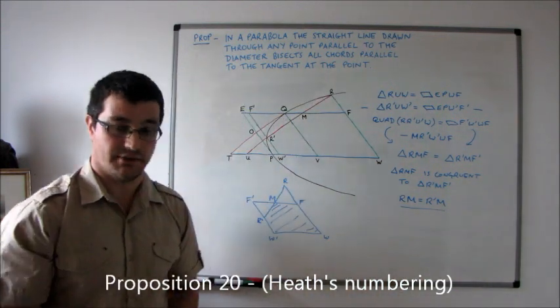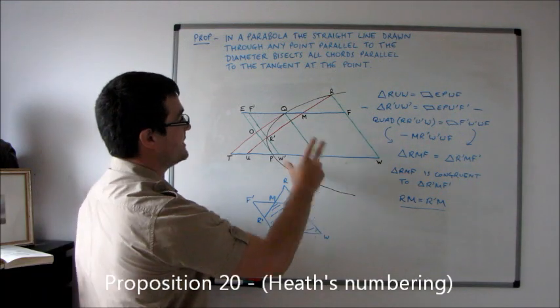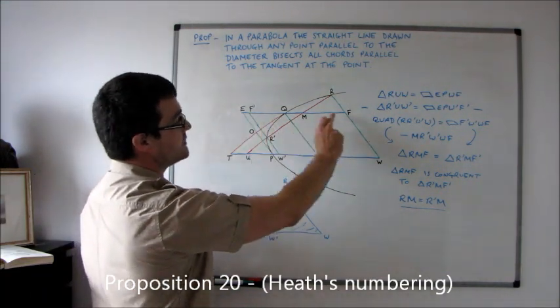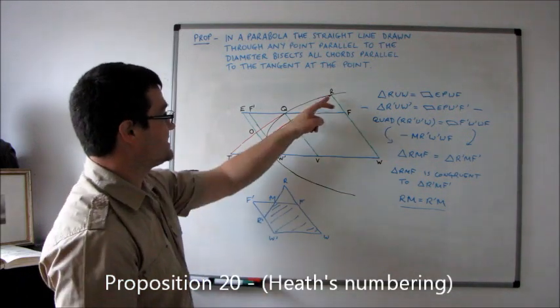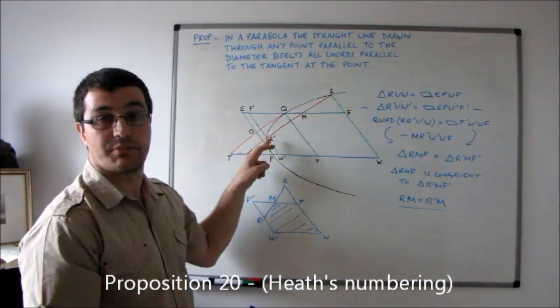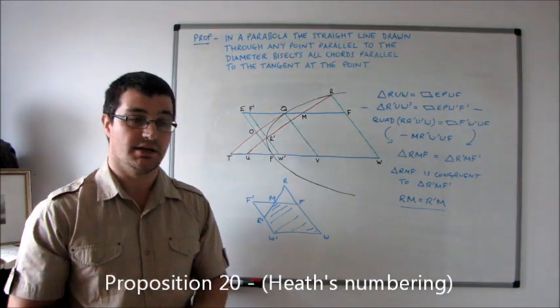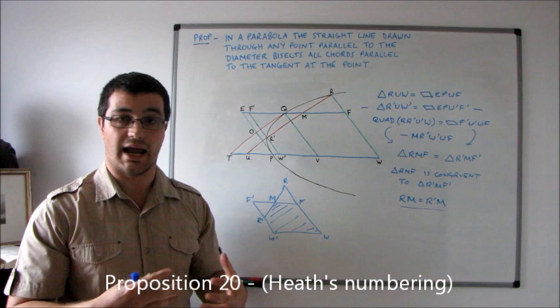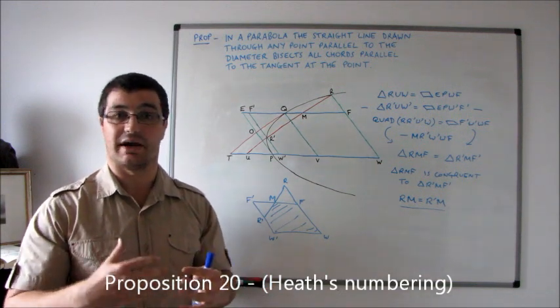And this proves the theorem, or the proposition. Why? Because it means then that this line through Q, which was drawn parallel to the diameter, bisects this chord R R primed. Now, if you remember what the definition of a diameter is, it is any line that bisects a family of parallel chords.